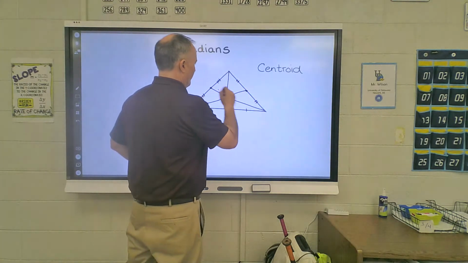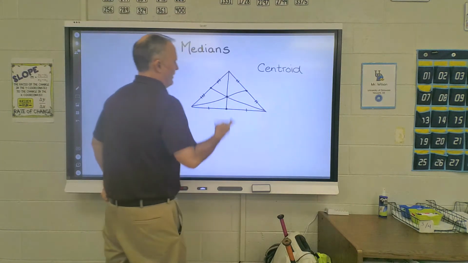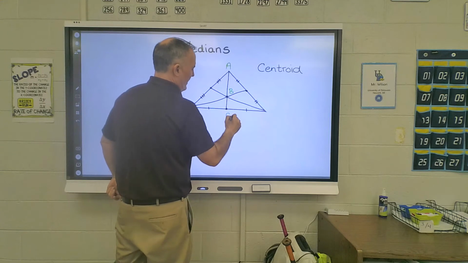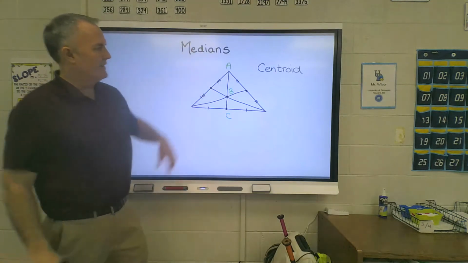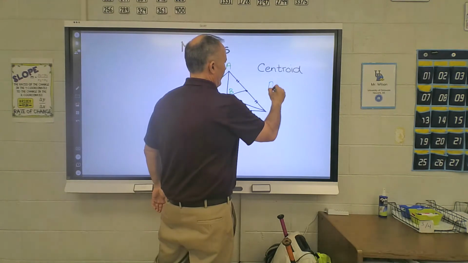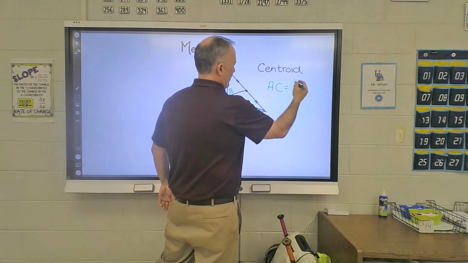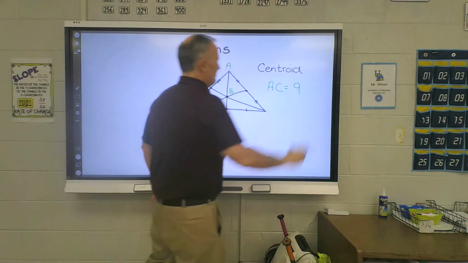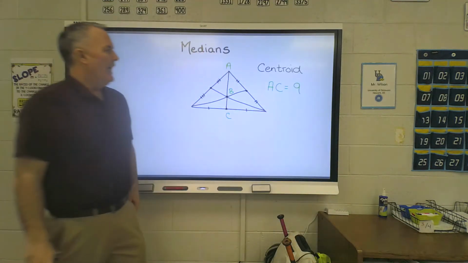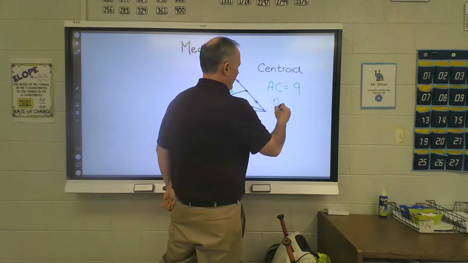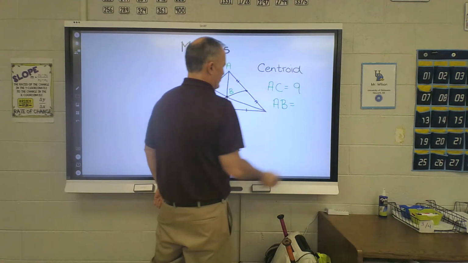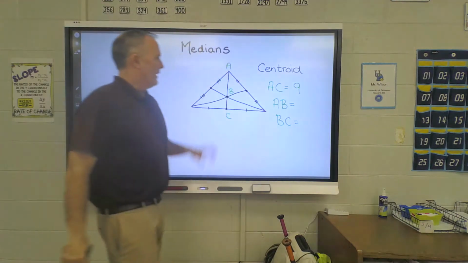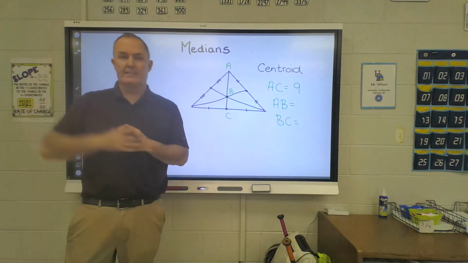So, let's do another problem. We'll call this A, the segment in the middle B, and the bottom part C. Say we know that AC equals 9. That's the entire length. And we want to find out what AB equals and BC equals. We want to find the length of 2 segments. We're given the entire segment.